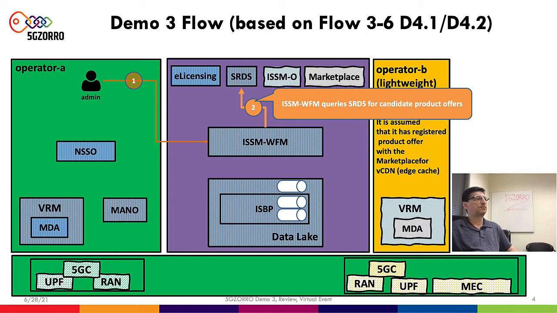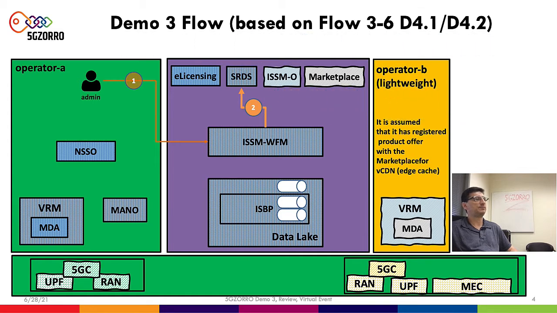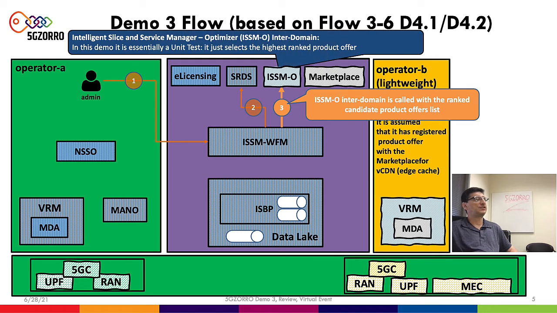The first step to do is to consult Smart Resource Discovery Service for candidate product offers. Smart Resource Discovery Service, SRDS, clusters product offers by features and returns rank list on demand. When ISSM WFM receives the ranked list, it passes it to the optimizer, ISSM O, operating in the inter-domain capacity. In this demo, it is essentially a unit test. It just selects the highest ranked product offer.